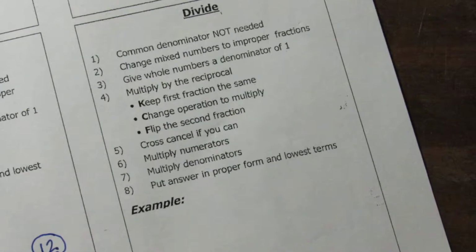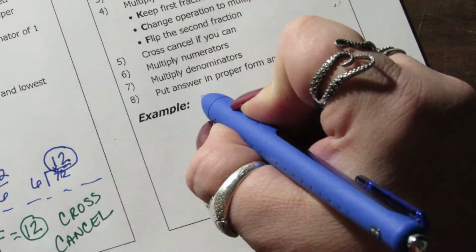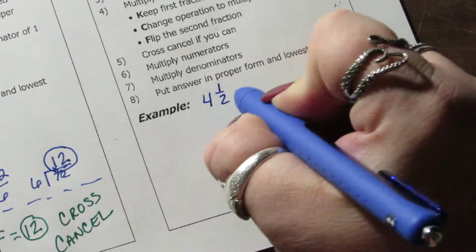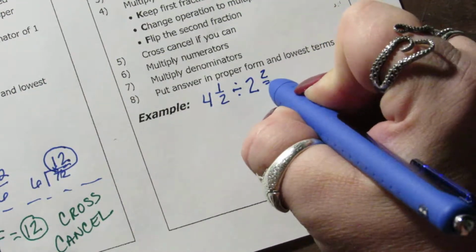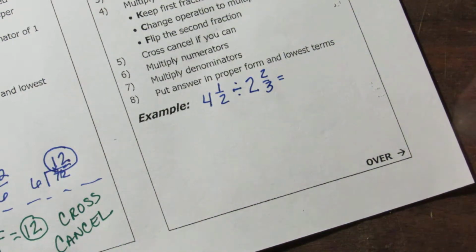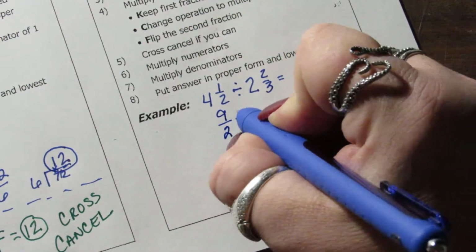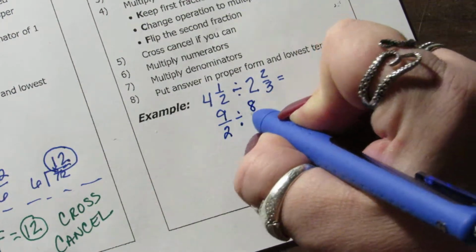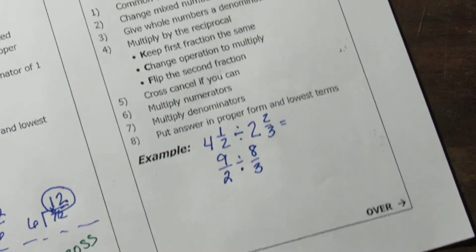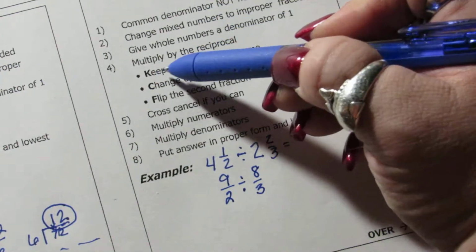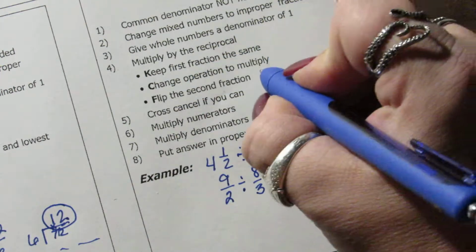Let's try dividing. So just like with multiplying, we don't need a common denominator. Let's start with the same two numbers. Because we need to change mixed numbers to improper fractions like we did before, we're going to have 9 halves divided by 8 thirds. But if you see up in the instructions, it says we keep the first, change the operation, and then flip the second fraction.